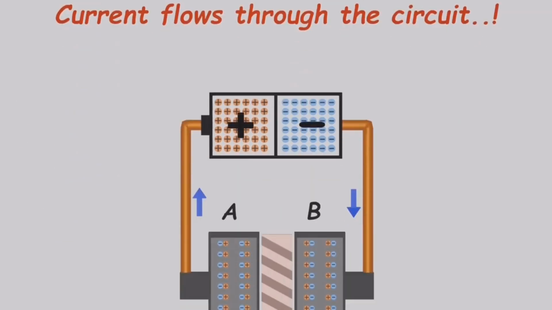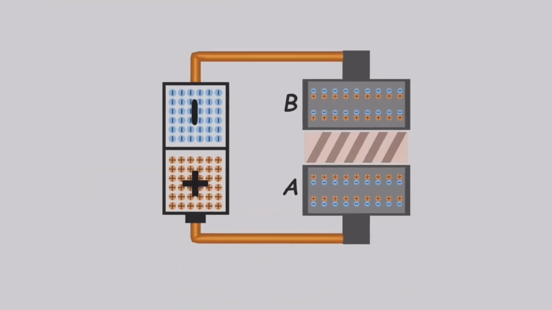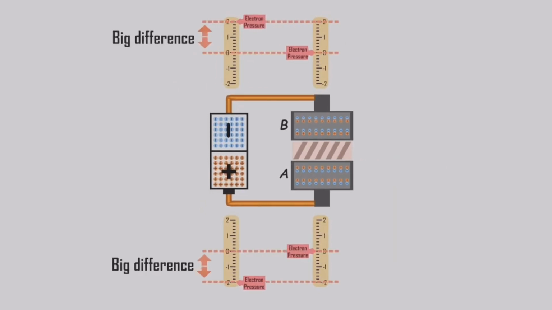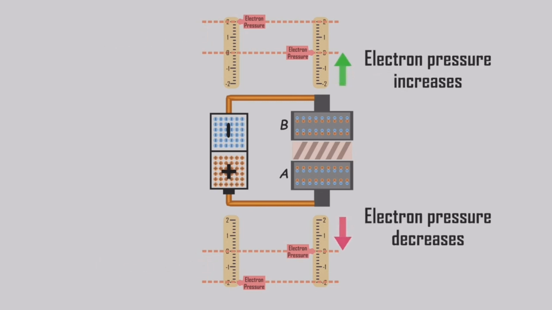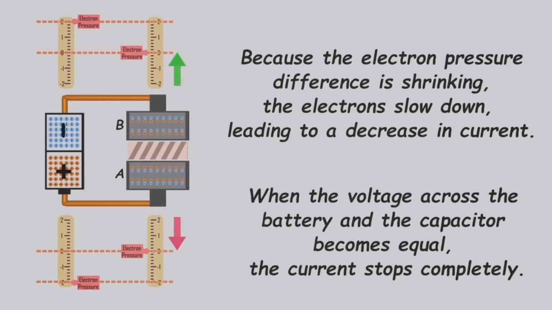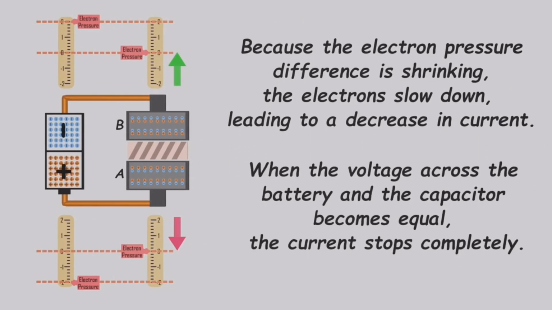Let's examine the changes in electron pressure. I'll represent the electron pressure of each end using scales. Initially, there's a significant difference in electron pressure between the battery and the connected plates. This prompts electrons to move towards regions with lower pressure. Consequently, the electron pressure increases on one plate and decreases on the other. As the electron pressure difference diminishes, the electron speed slows down, causing a decrease in current. Eventually, when the voltage across the battery and the capacitor becomes equal, the current stops entirely.